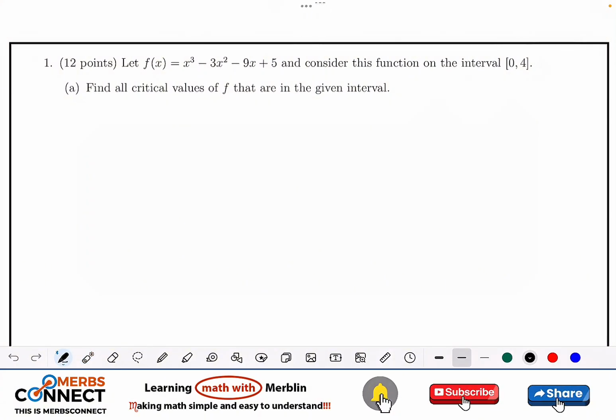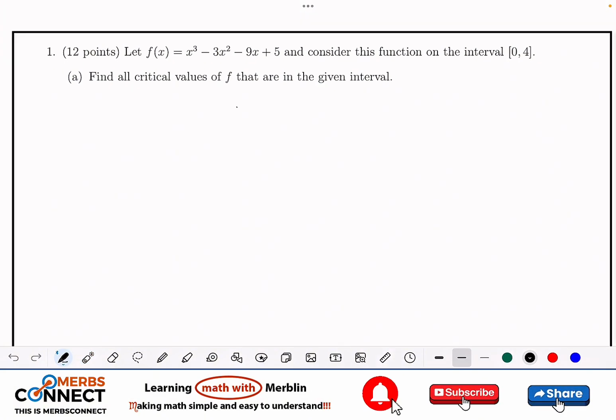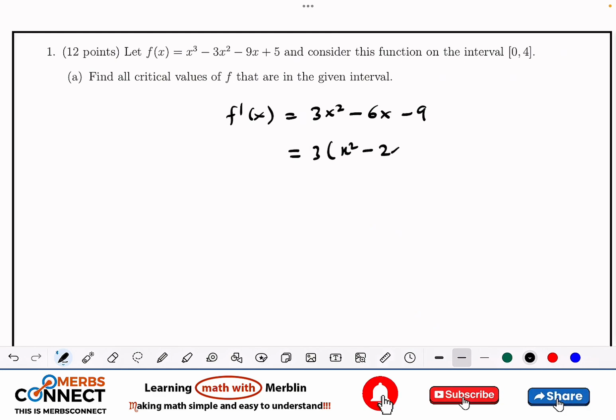The first thing that we need to do is differentiate f of x. So this is our f of x right here. When I do the differentiation, I'm going to have 3x squared minus 6x minus 9. Now let's do factorization here because this is quadratic. So I'm going to have 3 out: x squared minus 2x minus 3.